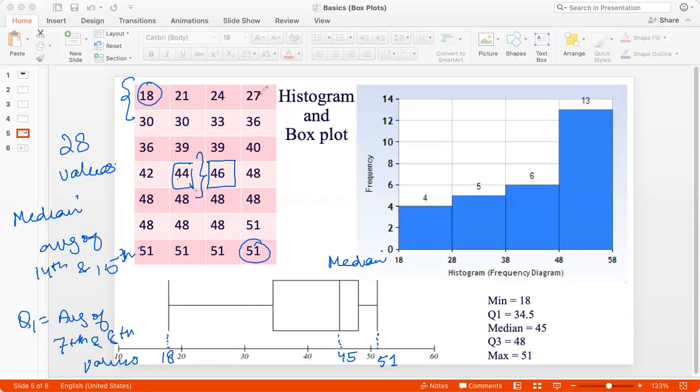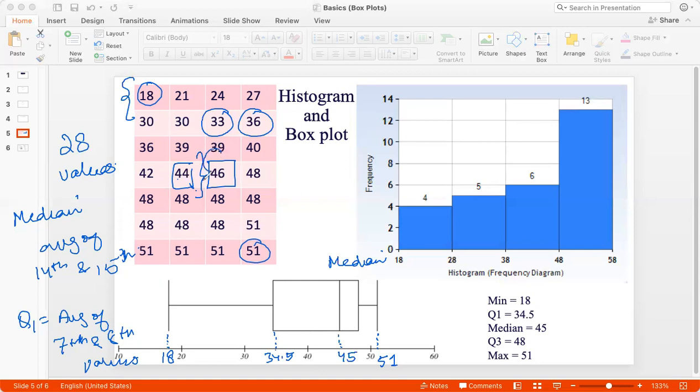So that's the 4th, 5th, 6th, 7th, and 8th values. So the average of 33 and 36 would be 34.5. So this value has to be 34.5, right? What about Q3?